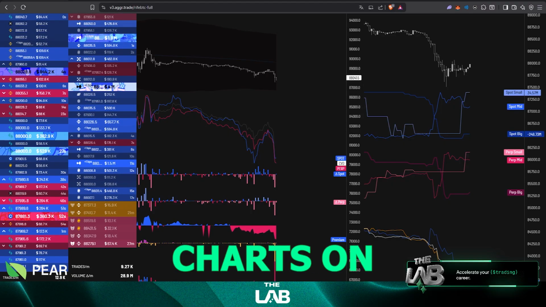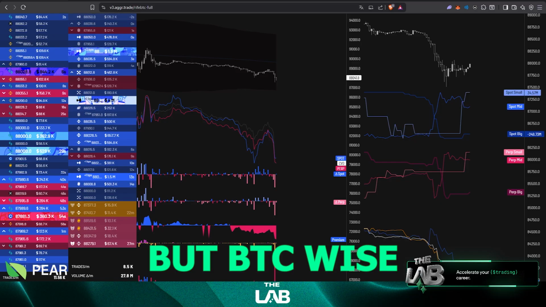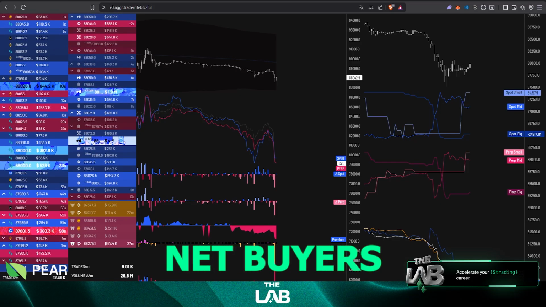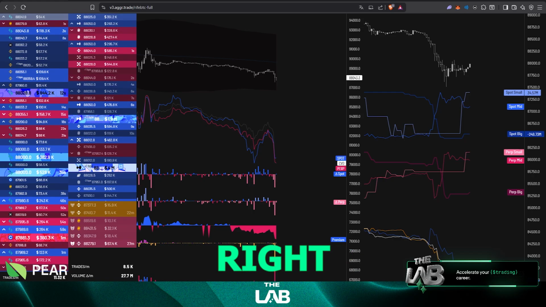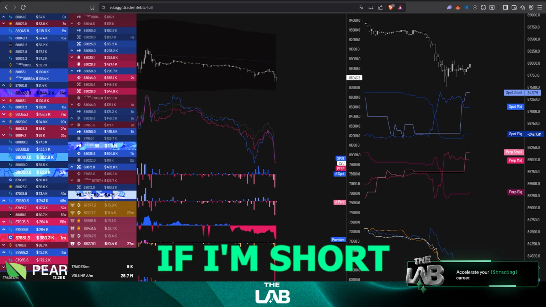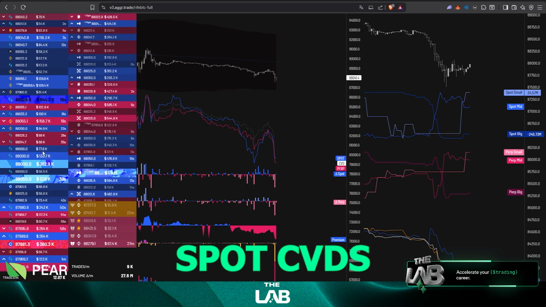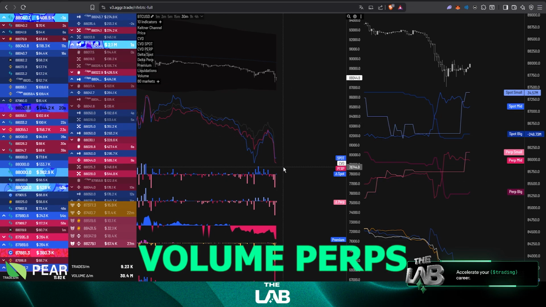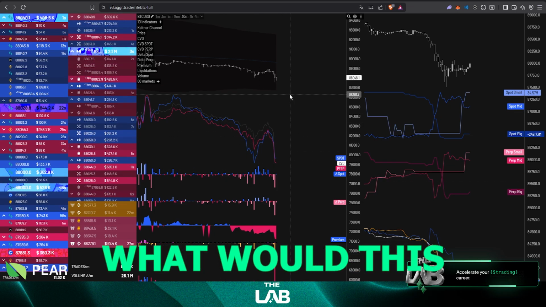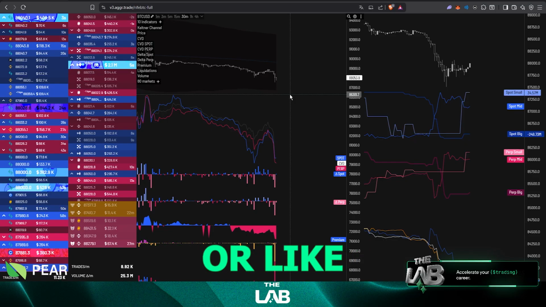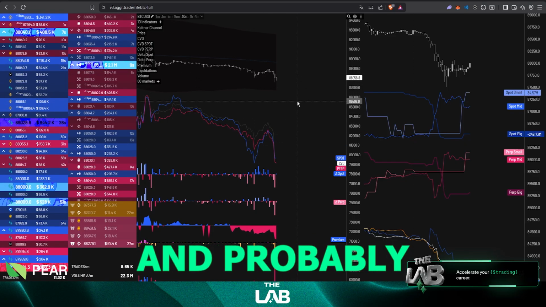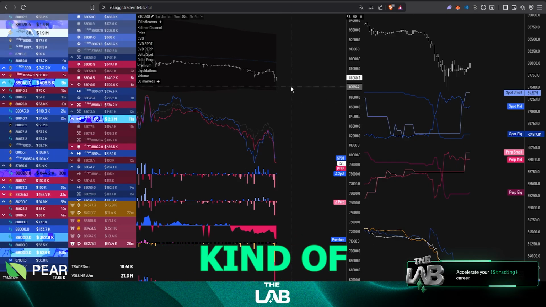Obviously, I'm looking at the chart on TradingView, but BTC wise, I'm more interested in looking at flow, because if I'm long, I want to see more net buyers than sellers, right? And if I'm short, I don't want to see spot CVDs decoupling from perps CVDs, because falling perp CVDs, rising spot CVDs, what would this mean? This means that people are shorting or selling the lows. Meanwhile, spot is accumulating, and probably this leads to some kind of relief, right?